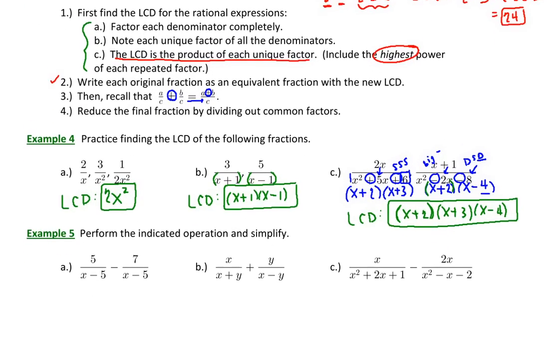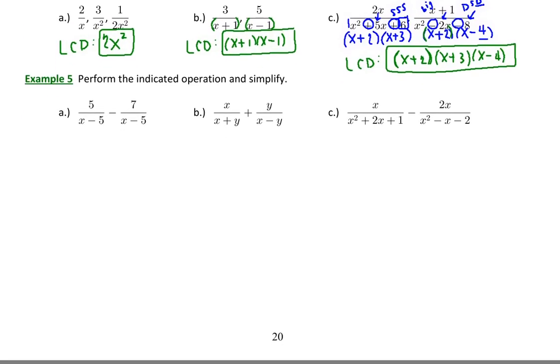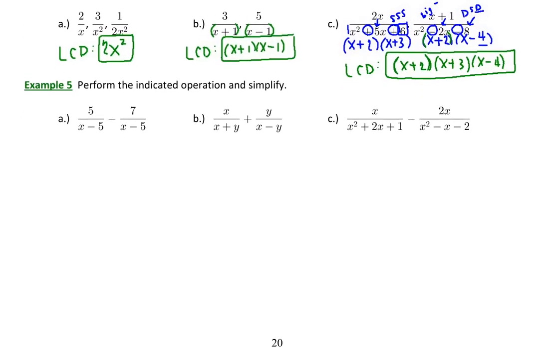Okay, now that we're warmed up finding the lowest common denominator, let's practice actually adding and subtracting fractions. Example 5, perform the indicated operation and simplify. Now we're starting out in an easy case. Notice our two fractions on example A have the same denominator. So our common denominator there is x minus 5.